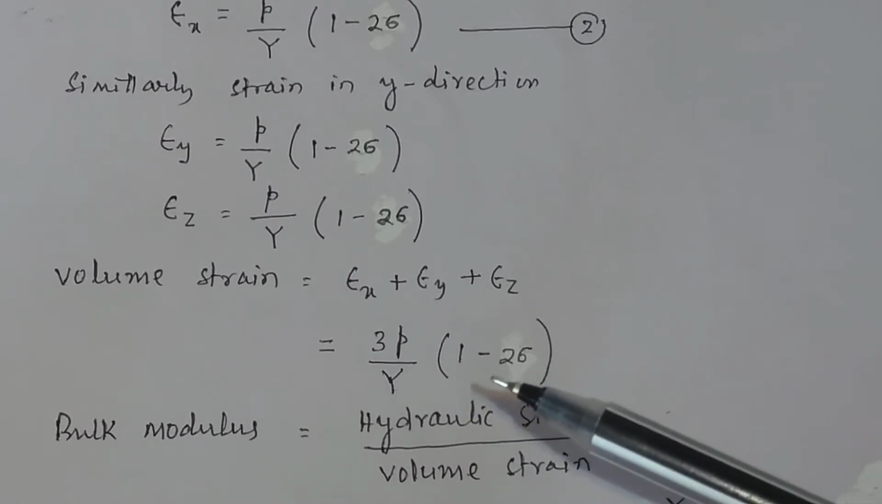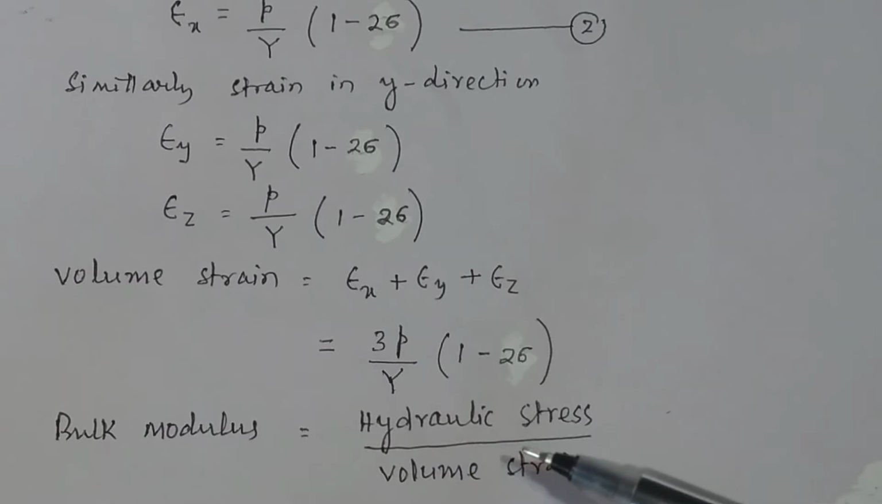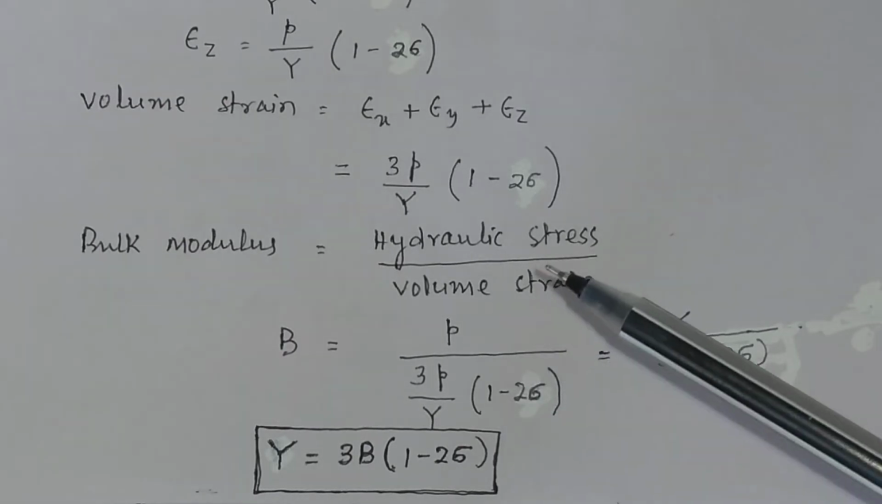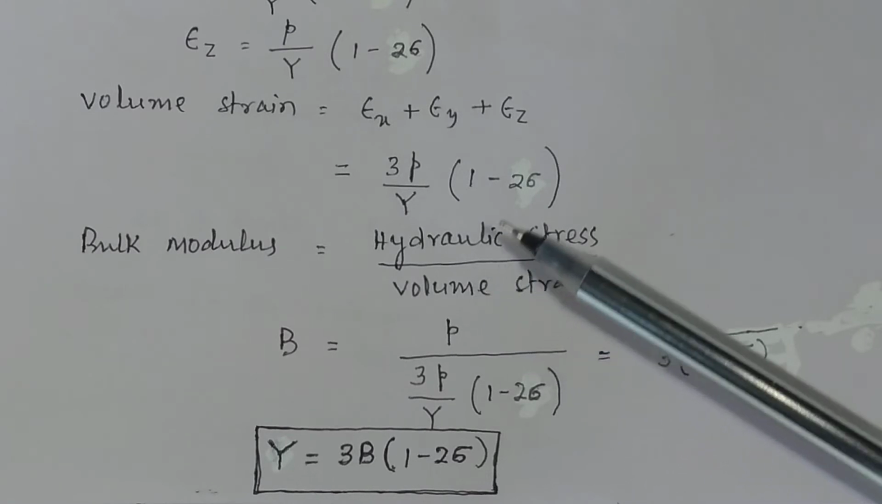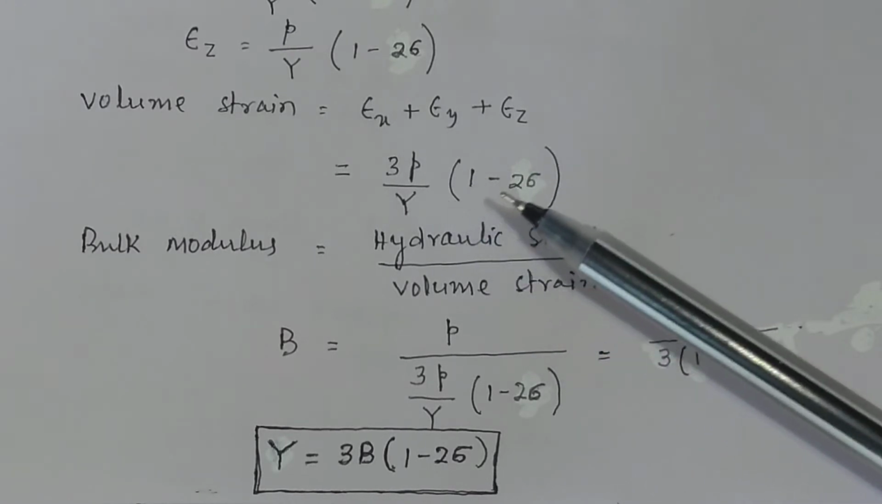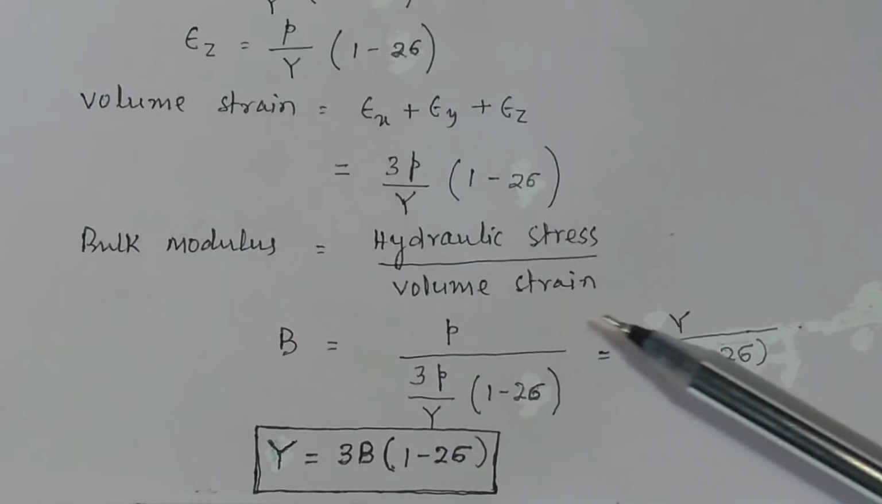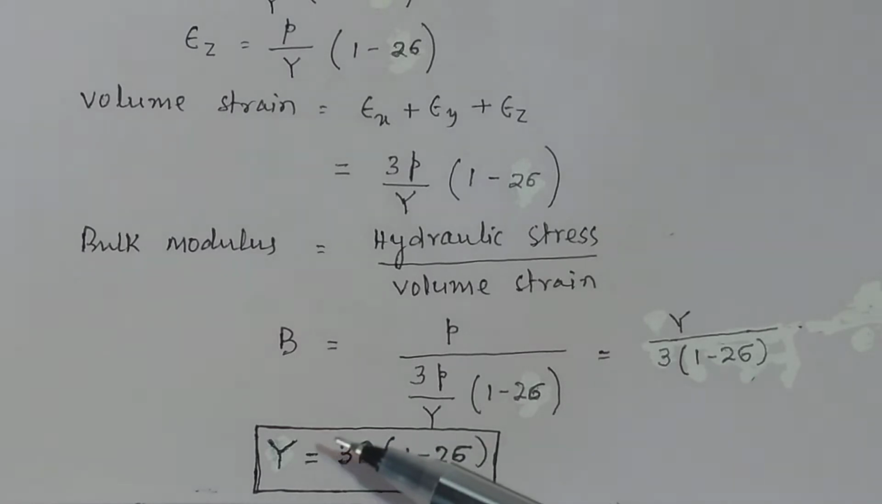Then what is bulk modulus? Bulk modulus is the hydraulic stress divided by volume strain. And here you have the hydraulic stress P, and the volume strain we have calculated as 3P divided by Y into 1 minus 2 sigma. So if you divide this, then B will be equal to Y divided by 3 into 1 minus 2 sigma, or Y will be equal to 3B into 1 minus 2 sigma. So this is the relation between Young's modulus Y, bulk modulus B, and Poisson's ratio sigma.